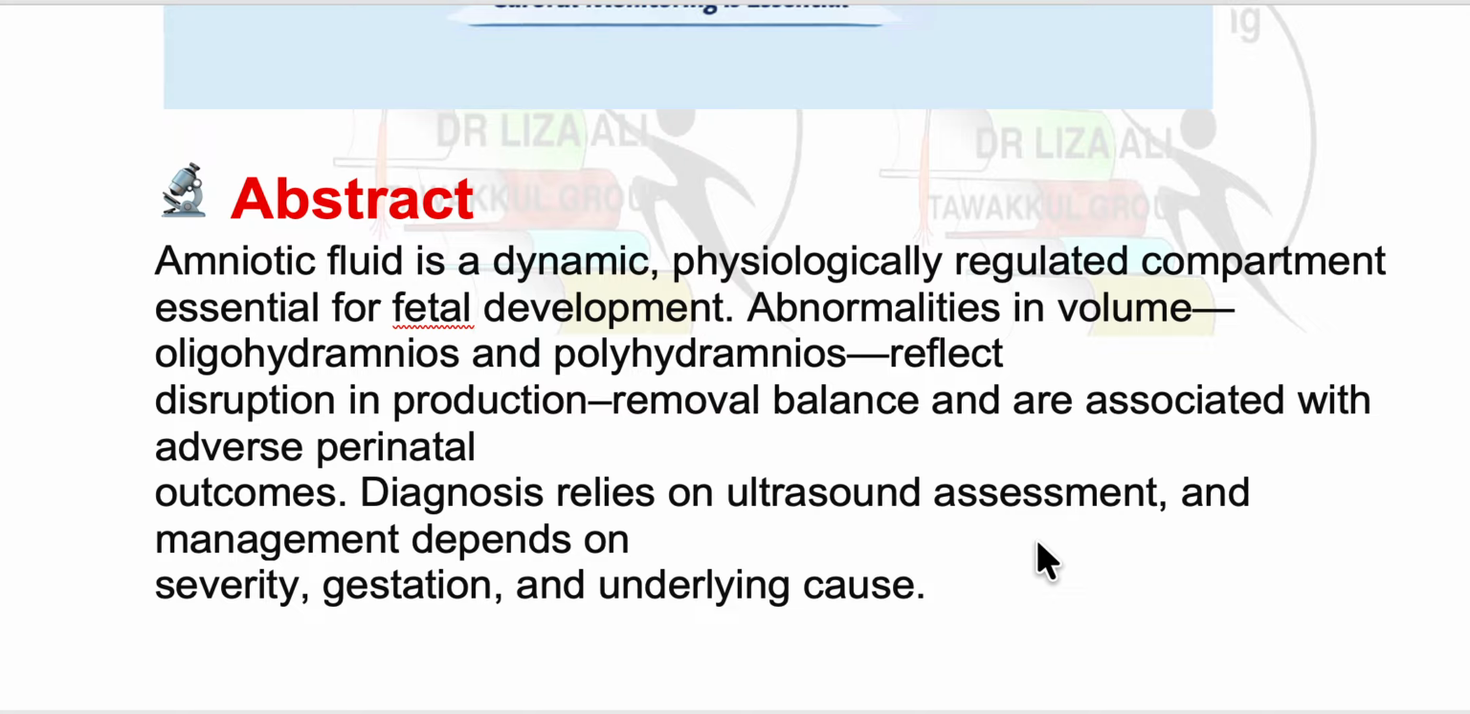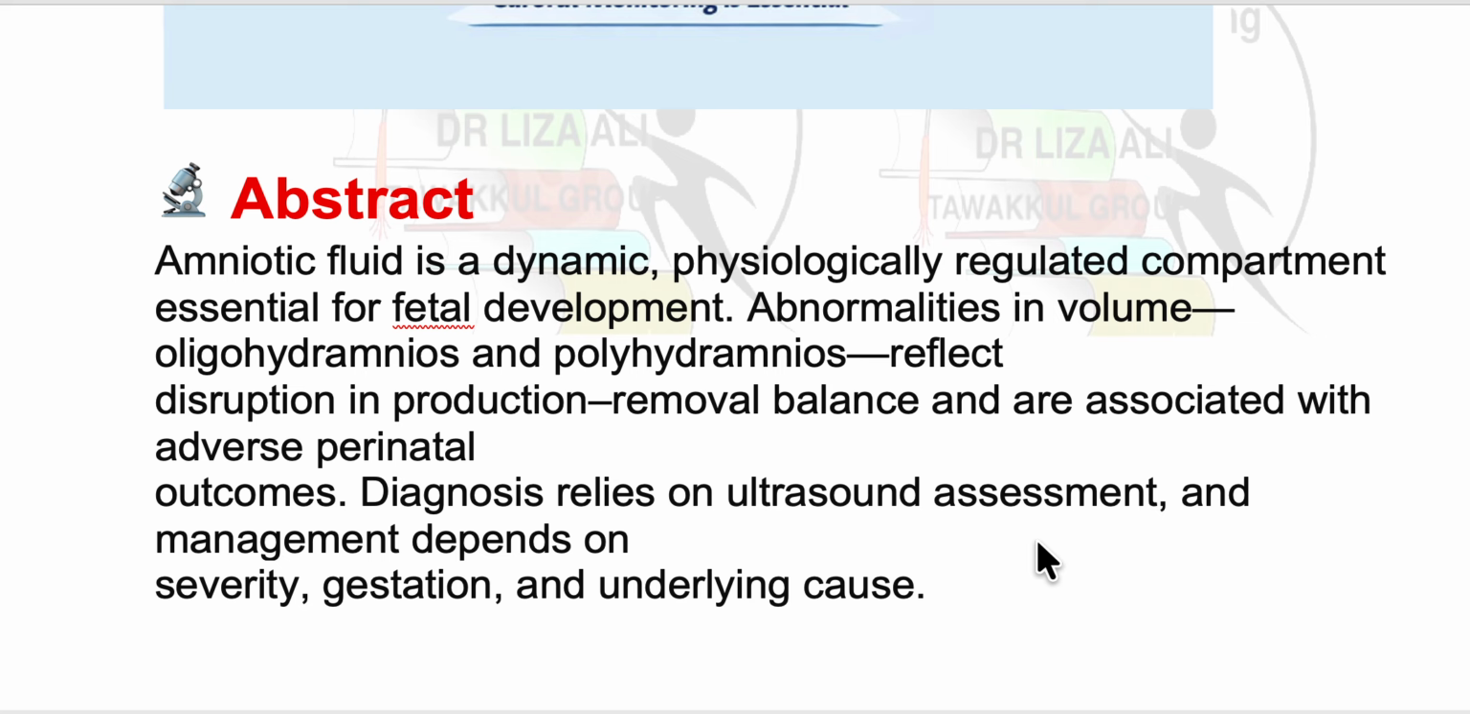So what does this mean? It means there is a disruption of fluid production. We have to understand that. Normal fluid is not there; oligo is not normal, poly is not normal. So there is a disruption in production. It will produce very little or it will produce more. So the production and removal balance is disturbed, and these are associated with adverse outcomes.